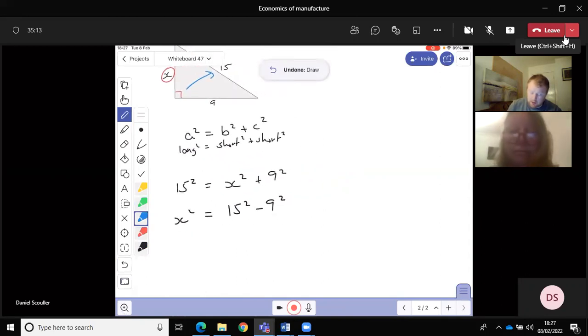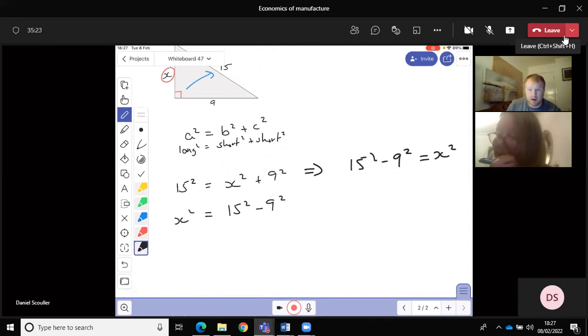I'll just explain that in a slightly different way. What I could have done was 15 squared minus 9 squared on the left hand side equals x squared, keeping the x where it was. That's what I have done, but I've just put x squared on the left hand side because that's where I want x to be when we write our final answer. So I've just taken that and rotated it.